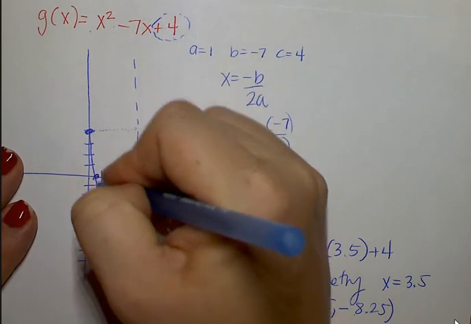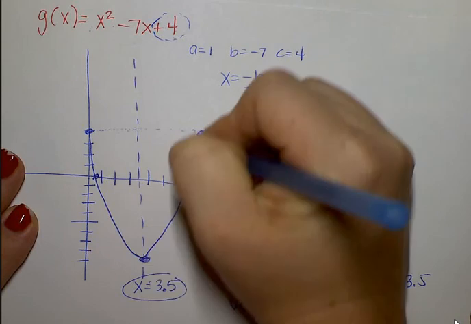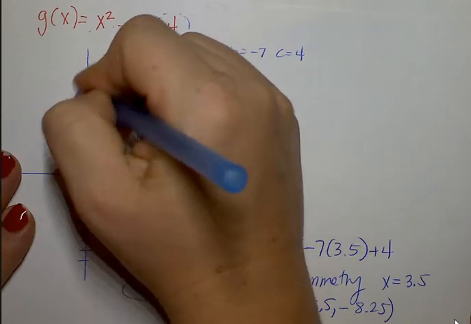When you're connecting the points and drawing the parabola, make sure you don't have a sharp point at the bottom. Make sure you have arrows heading up.